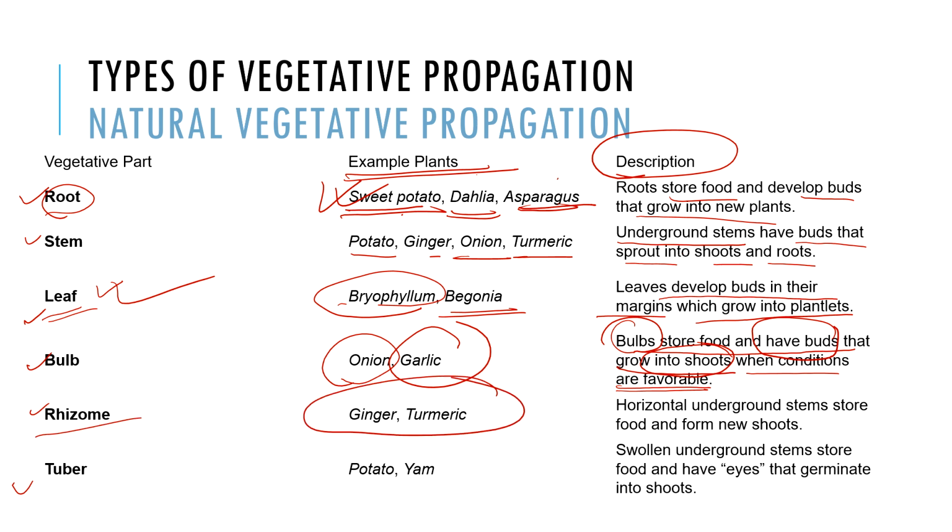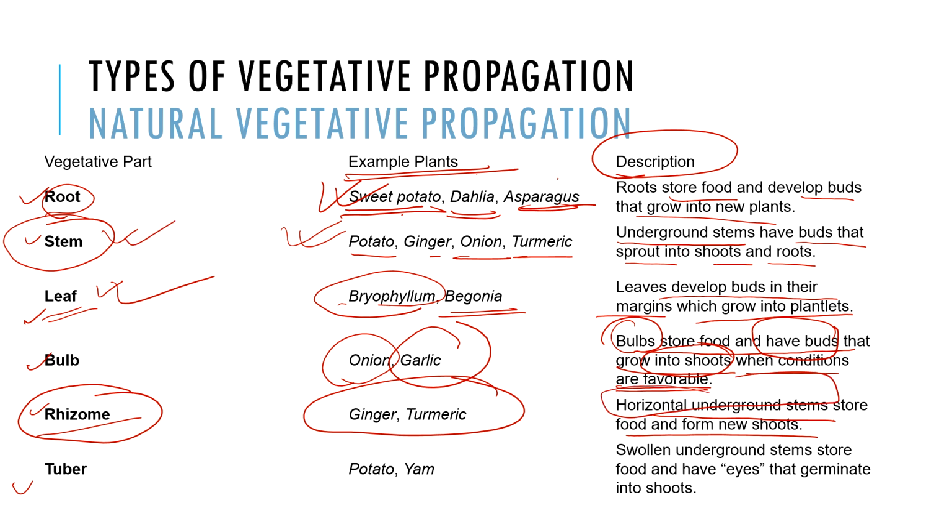Now next comes the rhizome. Rhizome in ginger and turmeric, that is the rhizome. So ginger and turmeric, we have already told here, they are growing from stem as well. So you should be clear that from the underground stem, ginger and turmeric grow, and from the rhizome part of the plant also the ginger and turmeric will grow. So these are horizontal underground stems which store food and form new shoots. So is it clear to you? So these are the underground stems we have mentioned here. These are horizontal underground stems which store food, and from that new shoots grow.